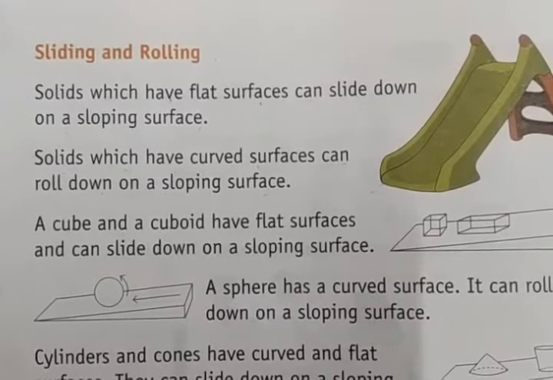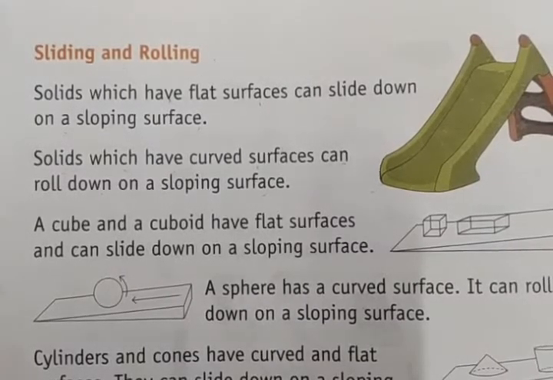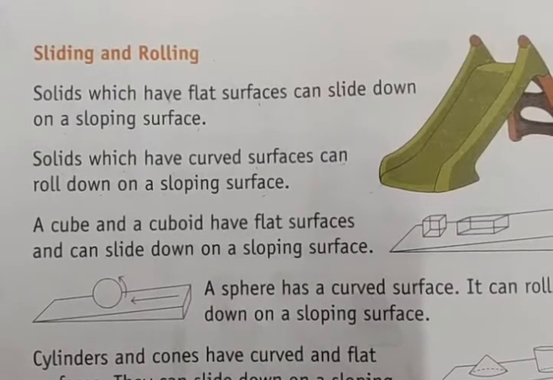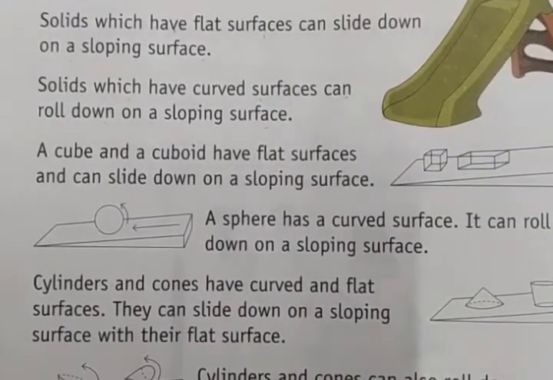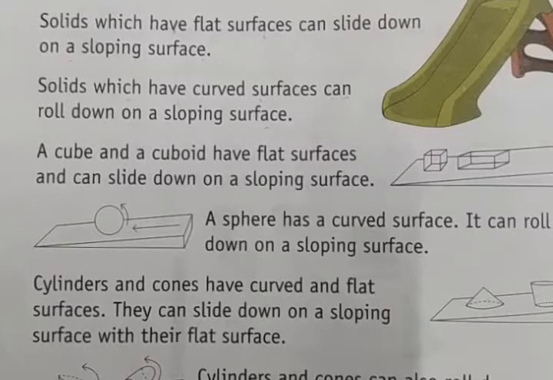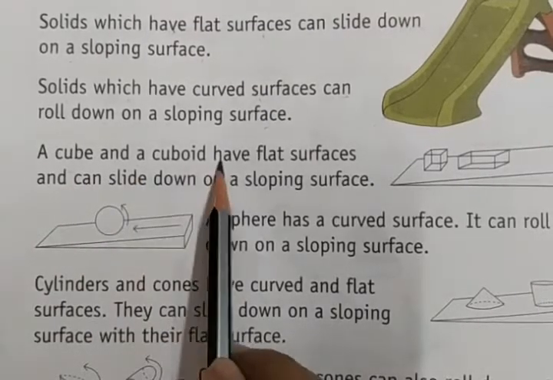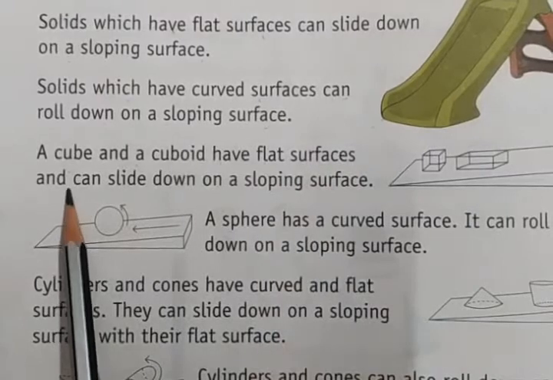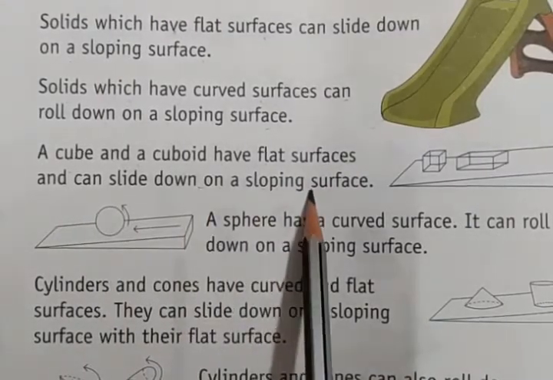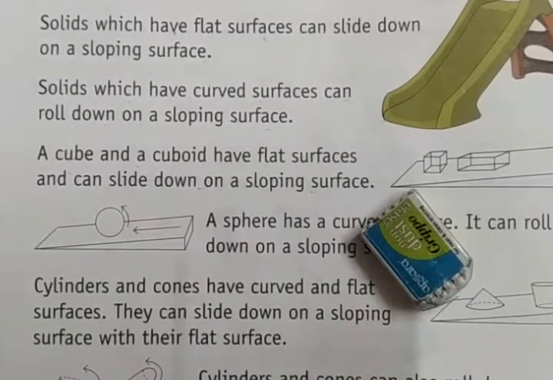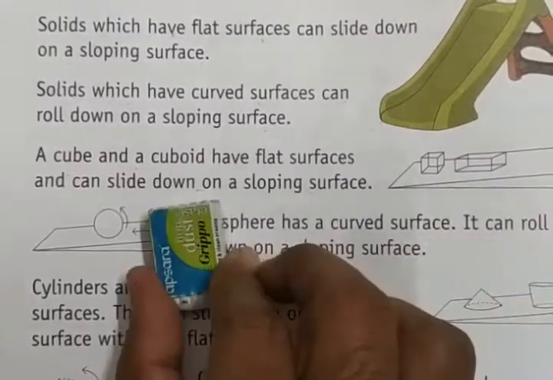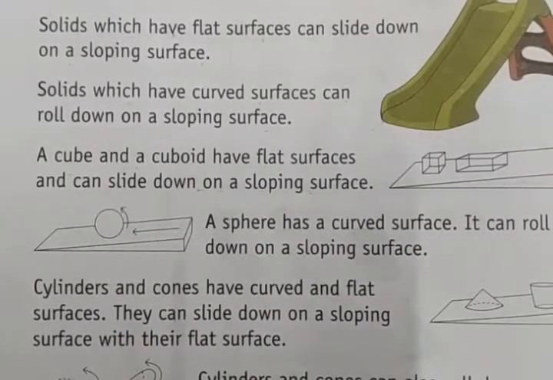Some objects can slide and roll as well. For example, your gas cylinder can be rolled and can be slid. Right? So here we can see these things. A cube and a cuboid have a flat surface and can slide down on a sloping surface. As I told you, this is a cuboid. This can slide, not roll. It can't roll.